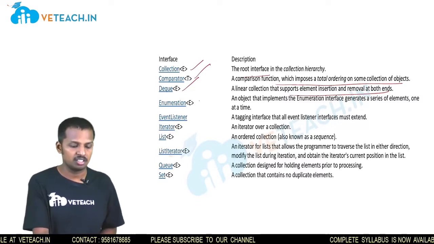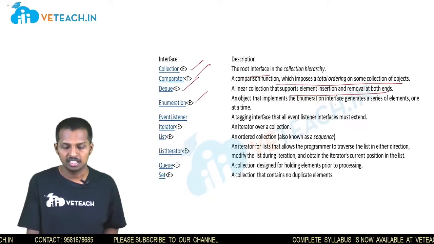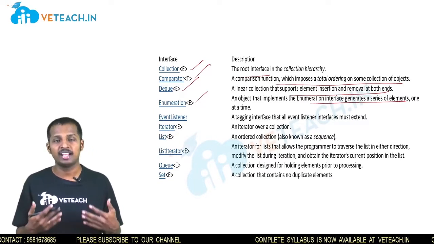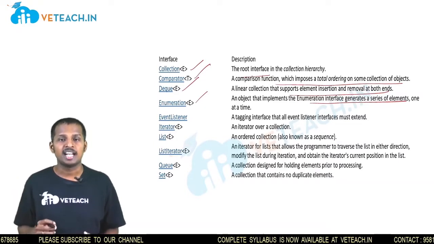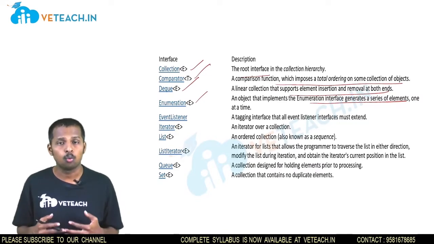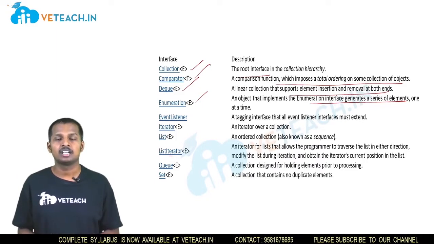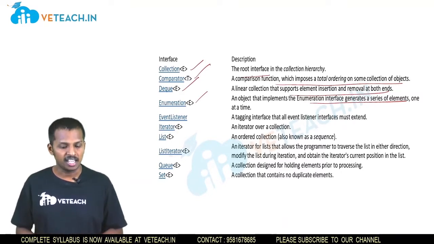Next, enumeration. This enumeration is an interface which is used to produce a series of elements one at a time. It is going to give a number of elements, and whenever we call it, we are going to get one element at a time. It has methods like hasMoreElements, which is used to check whether there are any elements or not. If there is an element, we can call the nextElement method to retrieve the next element.